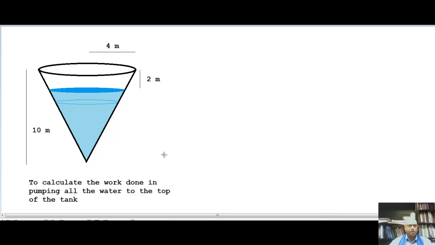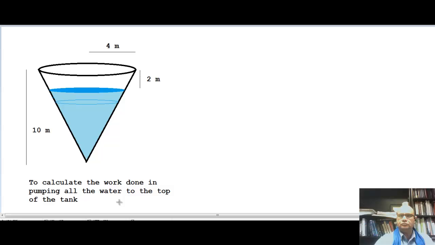So what we have here is a tank in the shape of a cone. Its altitude is 10 meters, the radius is 4, and we already have water up to a height of 8 meters in there. We have to pump all this water out, and we have to compute the work done in that process. Does it make sense?